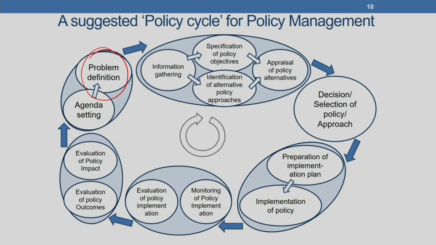The next set of activities in the policy cycle consists of careful definition of the problem, identification of alternative policy approaches. It then leads to information gathering, specification of policy objectives, appraisal of policy alternatives and so on. So, this is followed by decision making, including the definition of the areas where policy decisions are needed. For example, which alternative should be selected, how big should the intervention be, or what type of phasing and timing should be involved in policy implementation.